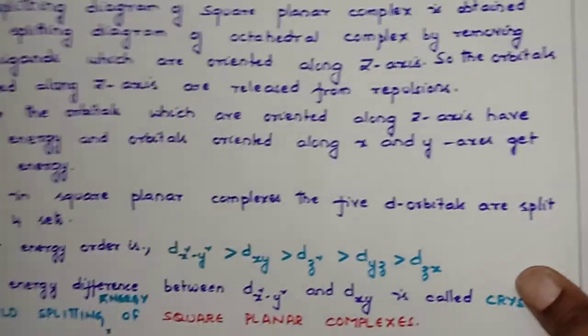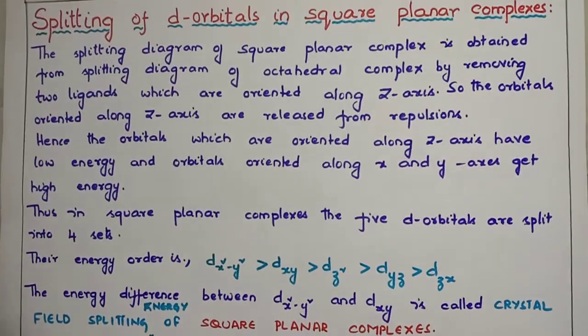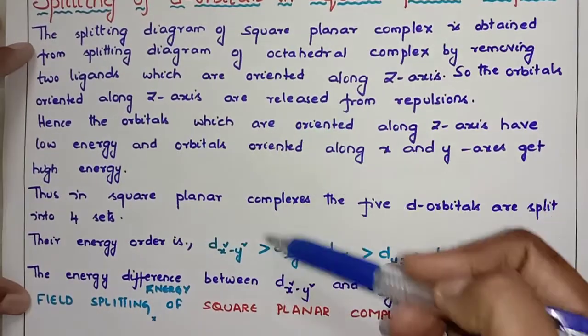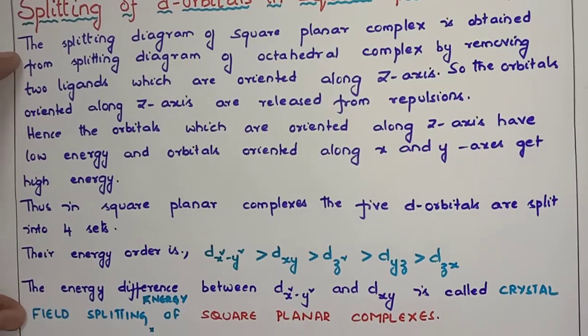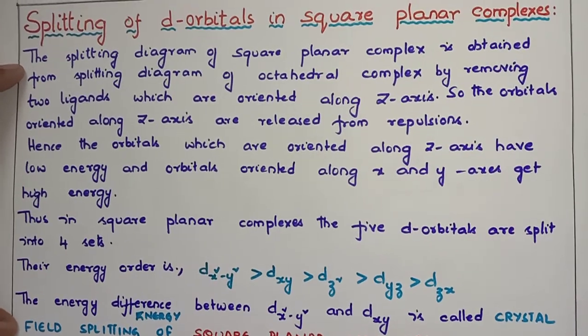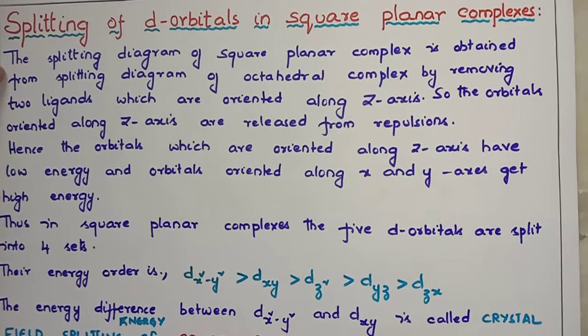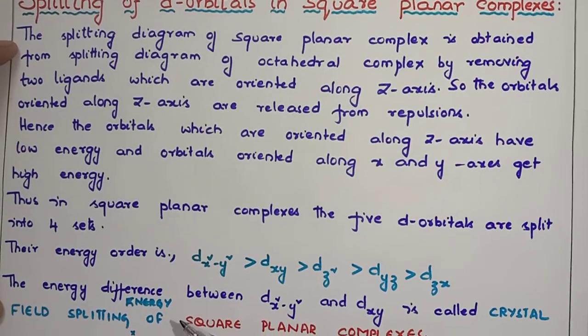Okay, so this is all about splitting of d orbitals in square planar complexes, students. So learn all these points and the diagram also. This is quite easy when compared to the octahedral and tetrahedral complexes. You can learn this topic very easily.